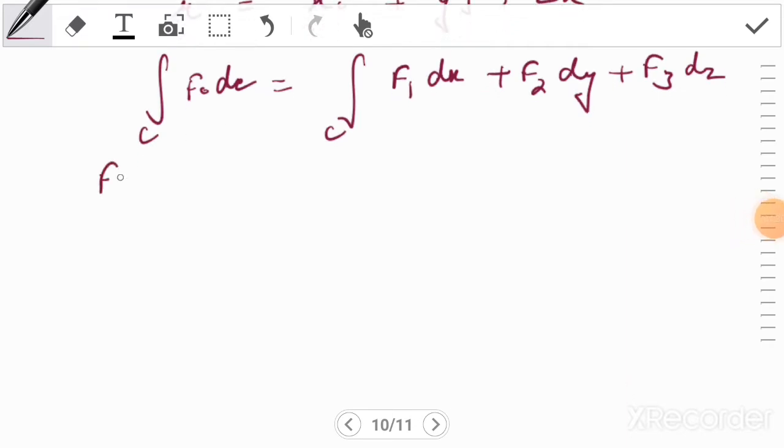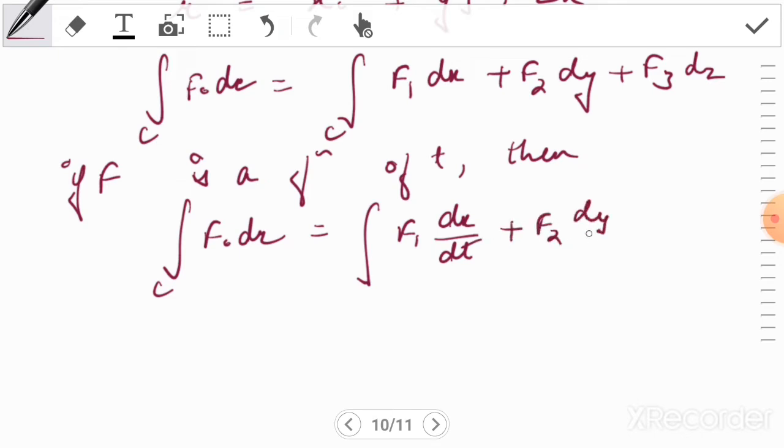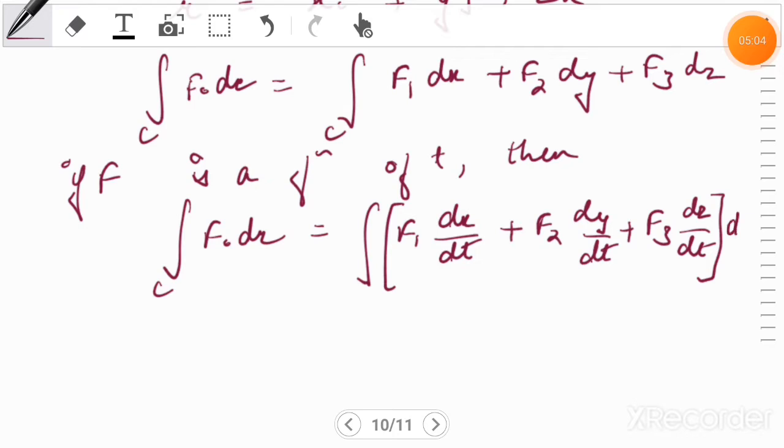If f is a function of t, then f dot dr is given by f1 dx by dt plus f2 dy by dt plus f3 dz by dt, right?